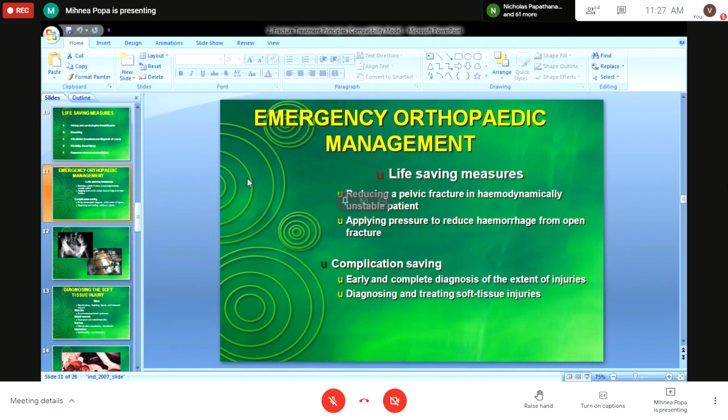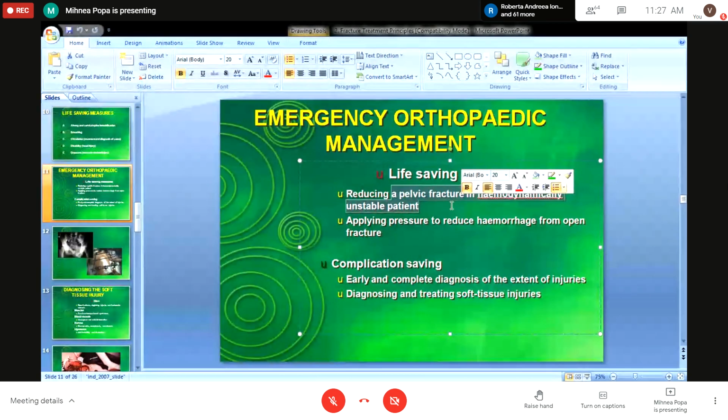Now we're going to speak more about the orthopedic part of the life-saving measurements. We have some things that are emergent, are an emergency orthopedic. First of all, the fractures of the pelvis. Any fracture of the pelvis can be very problematic for the patient, because if you have an unstable fracture of the pelvis, we will have a hemodynamically unstable patient.